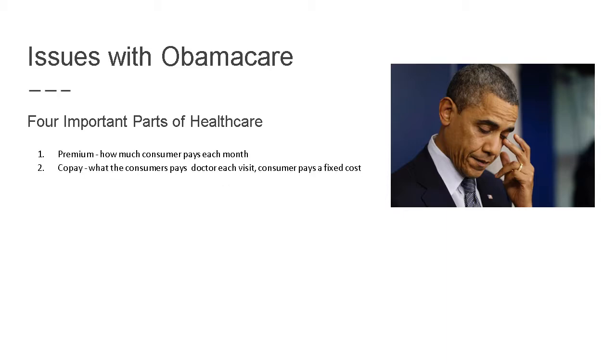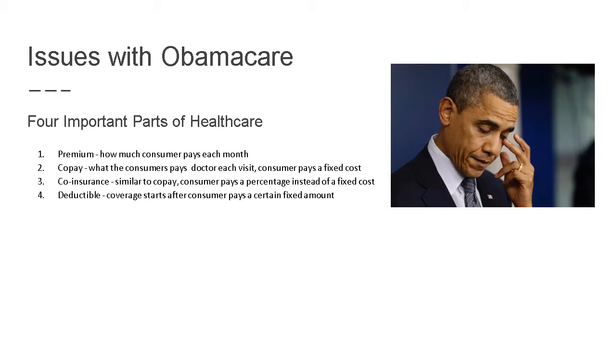Next is the copay. The copay is what the consumer pays directly to the doctor when going for a visit. This is prior to the insurer picking up the cost. The other option, instead of a copay, is the coinsurance. This is similar to the copay, except the consumer pays a percentage of the cost instead of a fixed fee, as in the copay.